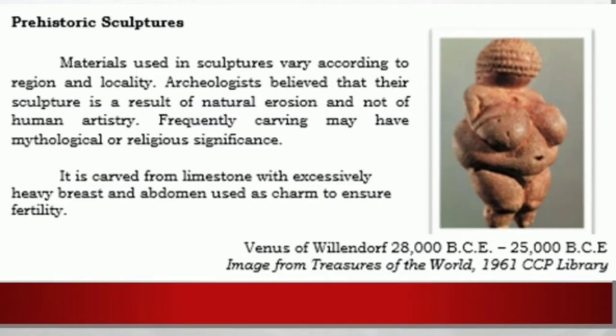Next, prehistoric sculptures. Materials used in sculptures vary according to region and locality. Archaeologists believe that their sculpture is a result of natural erosion and not of human artistry. Frequently, carving may have mythological or religious significance. It is carved from limestones with excessively heavy breast and abdomen used as charm to ensure fertility. Venus Willendorf. This image from Treasure of the World, 1961 CCP Library.